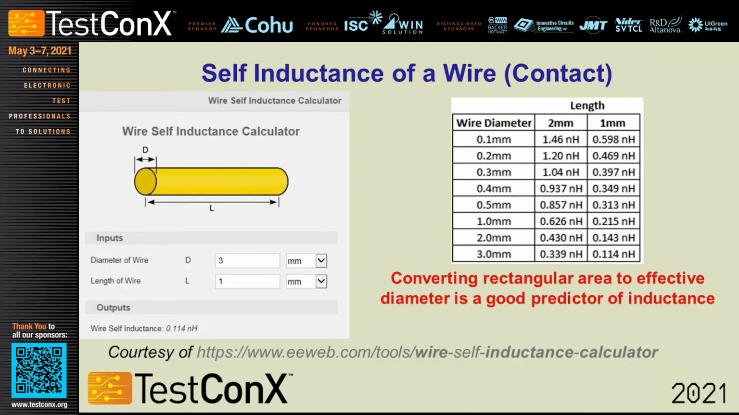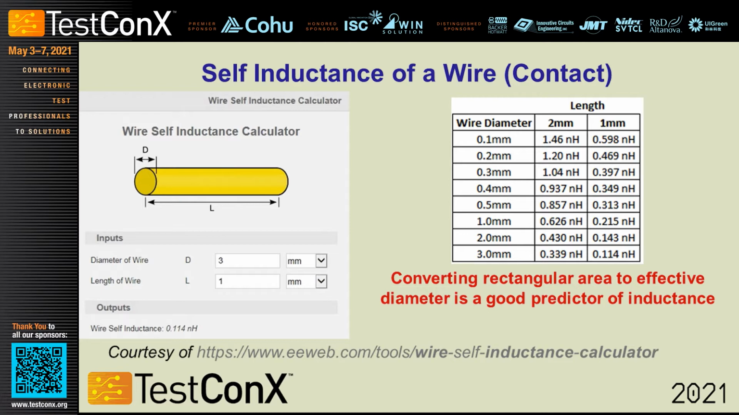In this slide is basically what we're going to be doing in the back of the envelope calculation. We're going to be converting the most likely rectangular area of the ground insert for a QFN package into an effective diameter, and then use that diameter in a self-inductance calculator. This one I just pulled off of Google. I Googled wire self-inductance calculator, and there are multiple sources that give you pretty much the same answer.